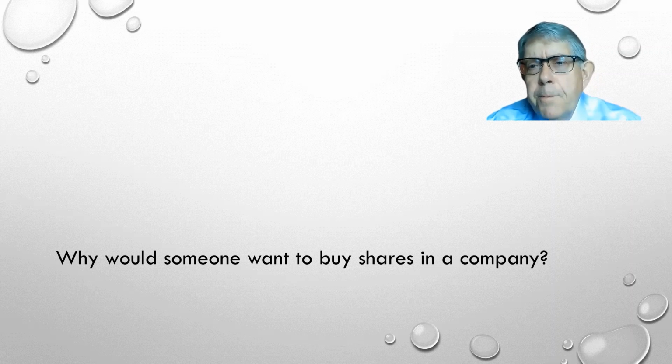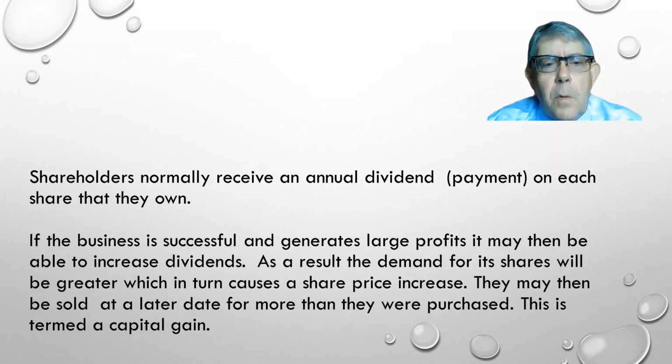Why would somebody want to buy shares in a company? Well, shareholders normally receive an annual dividend. That's a payment on each share that they own. That's the first reason. And secondly, if the business is successful and generates large profits, it may then be able to increase dividends. As a result, the demand for its shares will be greater, which in turn causes a share price increase. The shares may then be sold at a later date for more than they were purchased. This is termed a capital gain.